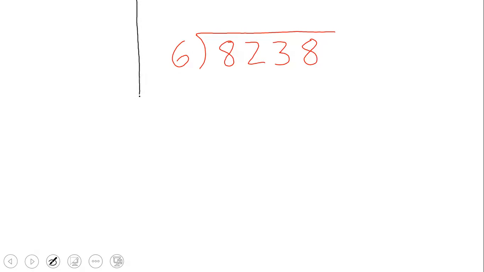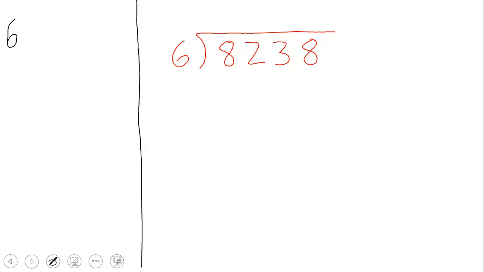So we have 6, and we have to consider this division problem. So we have 8,238. Since 6 is our divisor, let us list the multiples of 6. Let us list some of the multiples, not all.